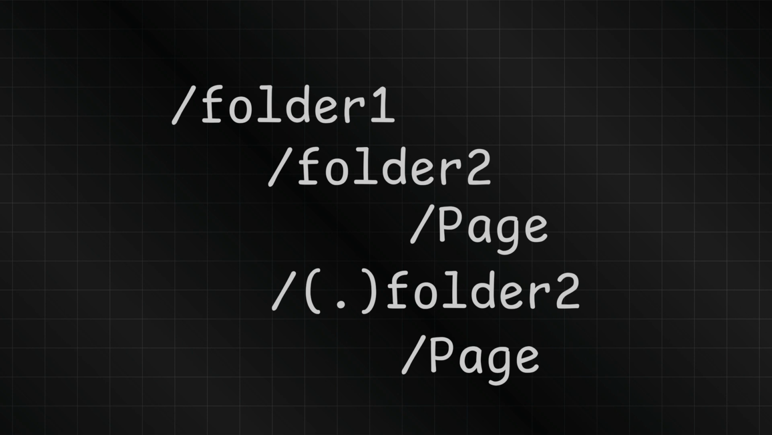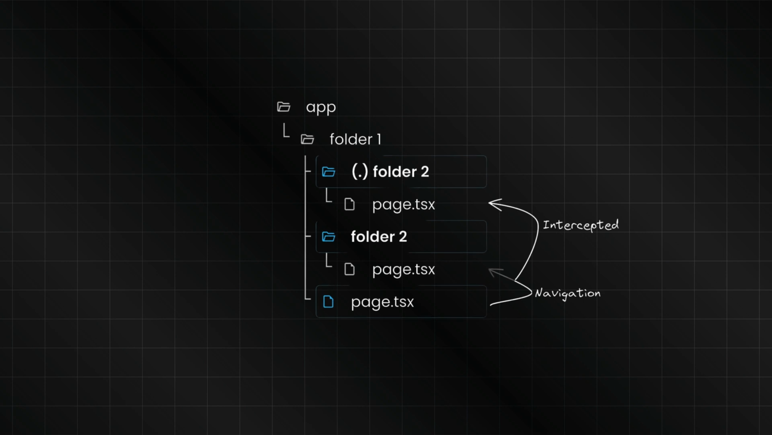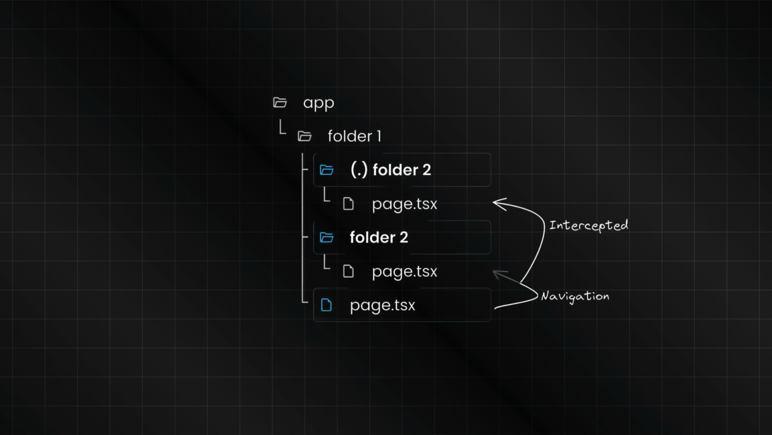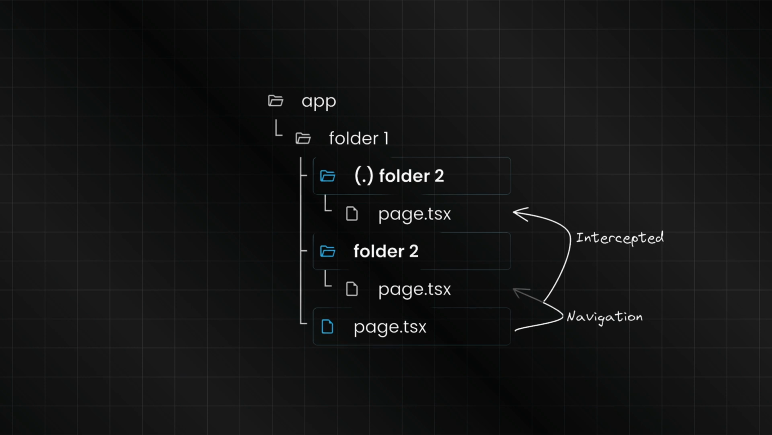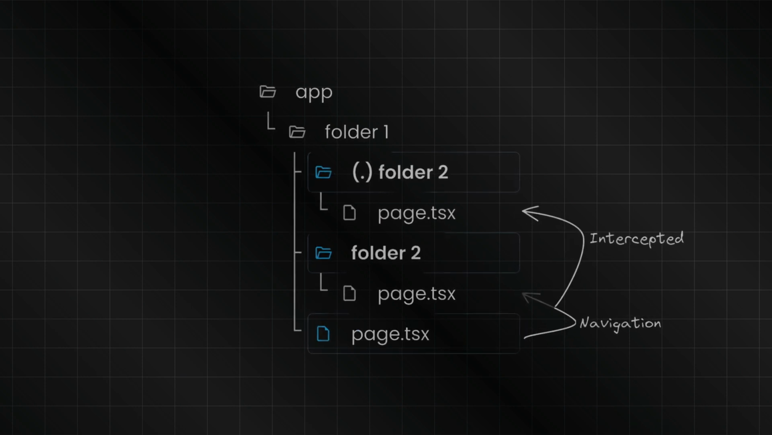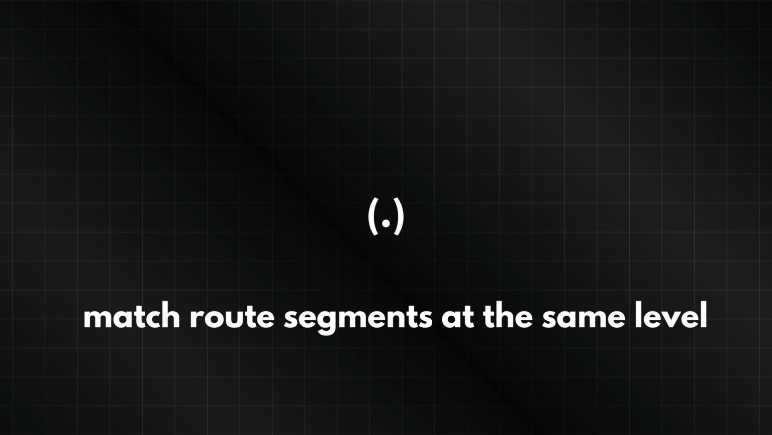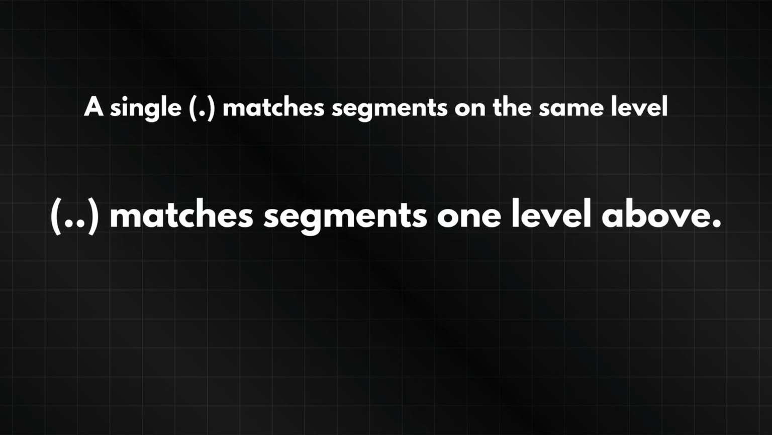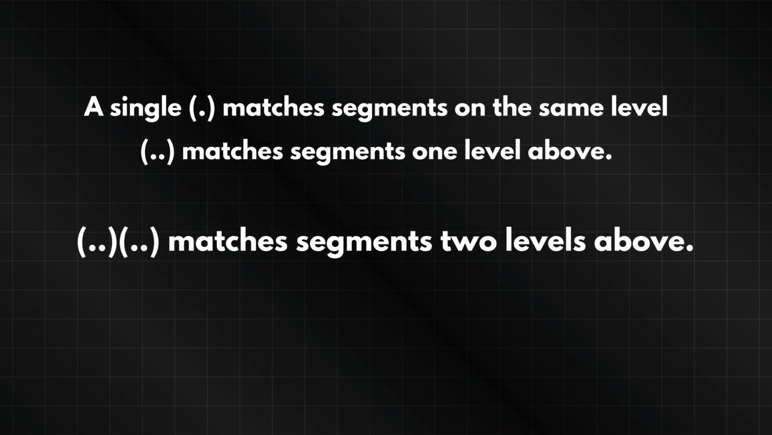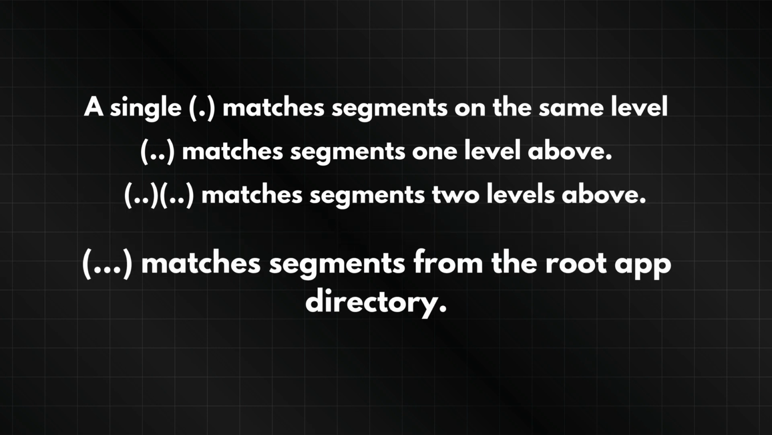With this configuration, clicking on the link updates the URL to /folder1/folder2 but shows the intercepted root content. A page reload will, however, display the original folder2 content. In Next.js, the dot convention is used to match the root segments at the same level. A single dot matches the segments at the same level, two dots match segments one level above, and a structure like this matches the segment 2 levels above, and a structure with 3 dots matches a segment from the root app directory.